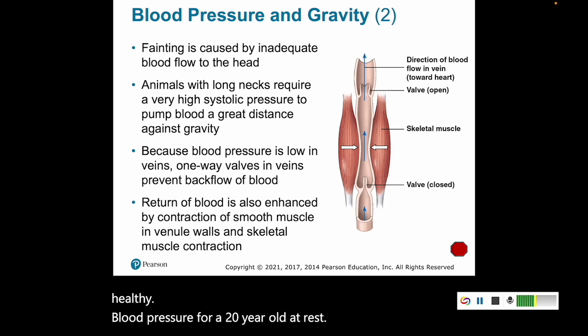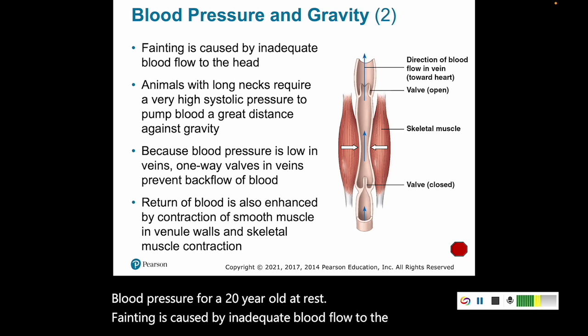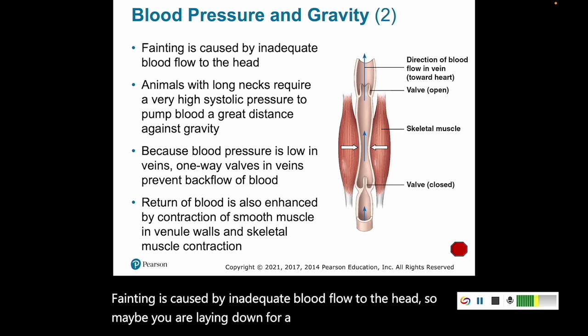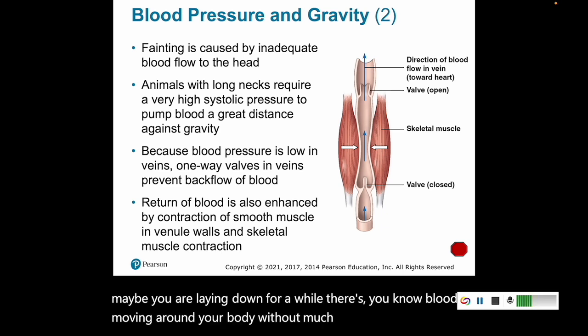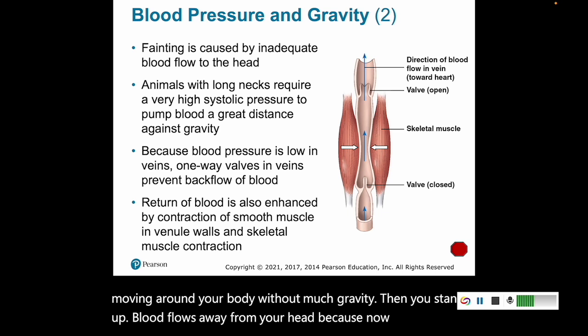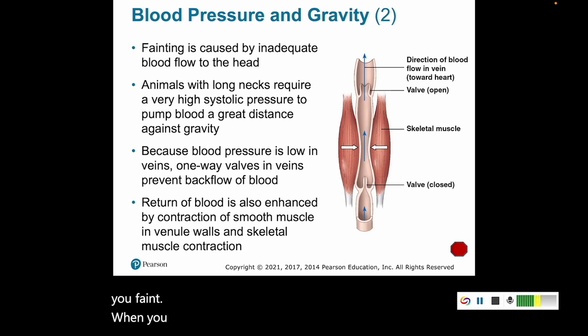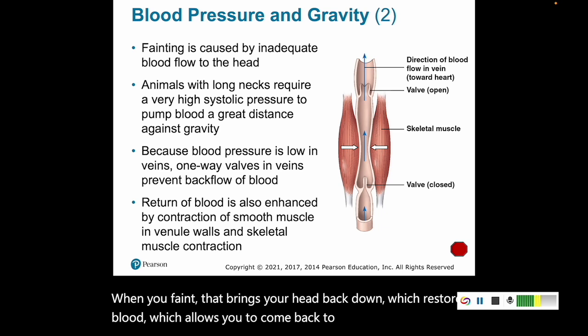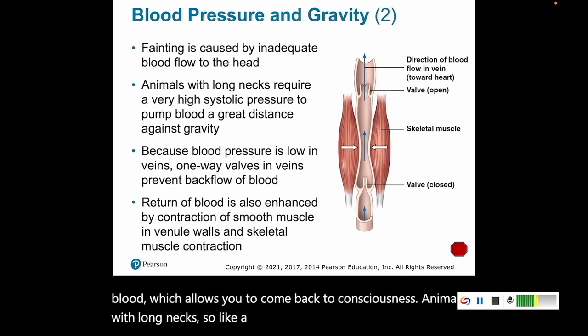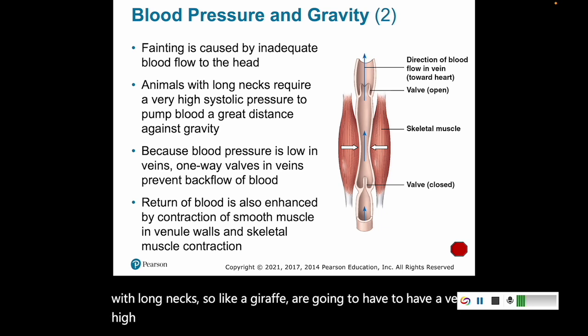Fainting is caused by inadequate blood flow to the head. So maybe you are laying down for a while. Blood is moving around your body without much gravity. Then you stand up. Blood flows away from your head because now it's higher, and you faint. When you faint, that brings your head back down, which restores blood, which allows you to come back to consciousness. Animals with long necks, like a giraffe, are going to have a very high systolic pressure to be able to pump blood that big distance against gravity.